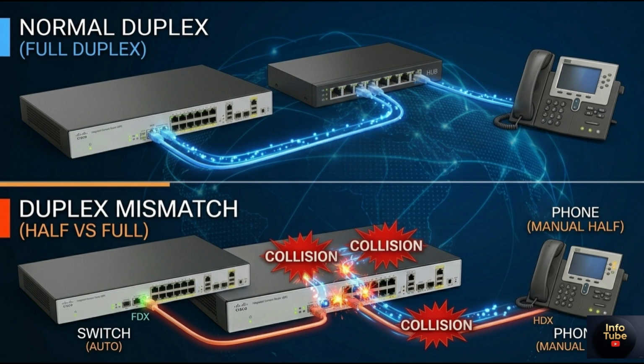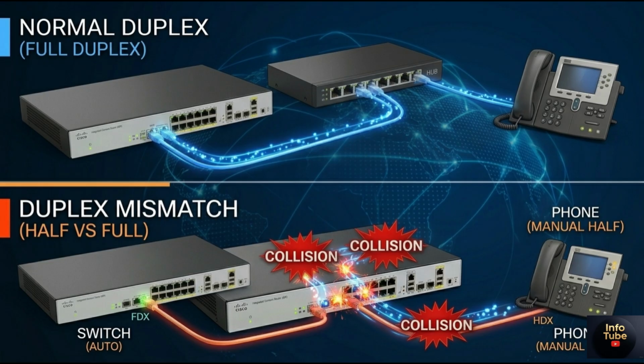Half duplex is like a walkie-talkie where you can only talk or listen, but not both. A mismatch happens when one side of a cable thinks it is in phone call mode and the other thinks it is in walkie-talkie mode. This causes massive slowdowns because they keep interrupting each other.